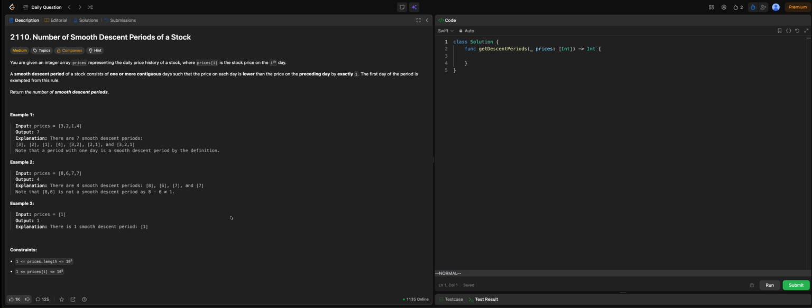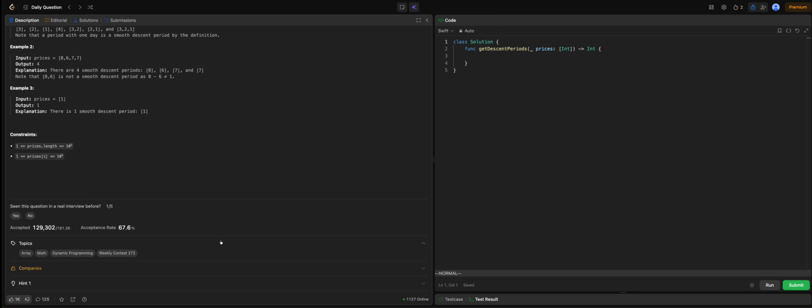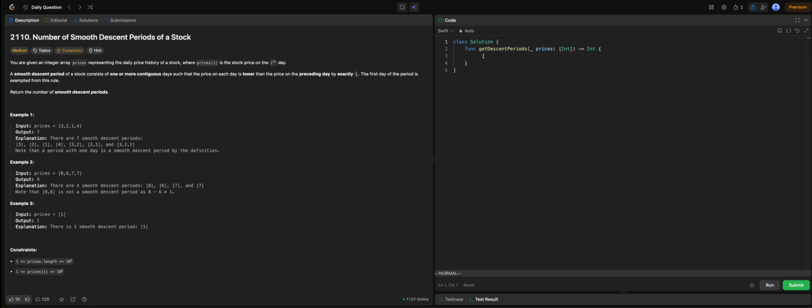I think this is something like dynamic programming, but I think we can just use a simple iterative approach by using a counter of the length. Alright, since the price array's minimum length is 1, we can set the result, the answer, to 1 initially, and then we need to set the length also to 1, because we have at least one price in the price array.